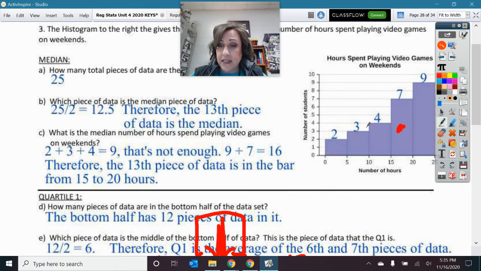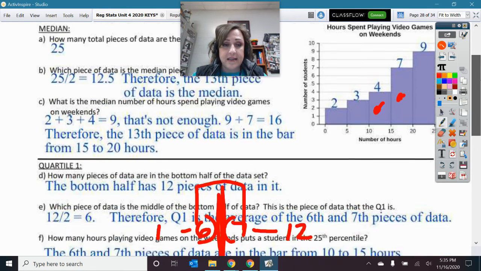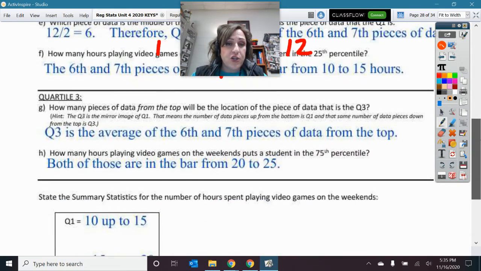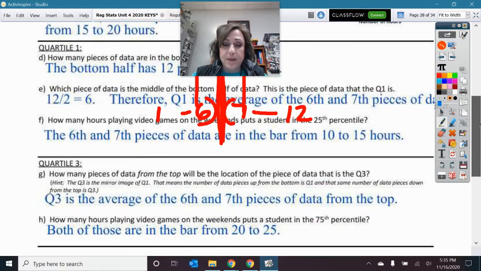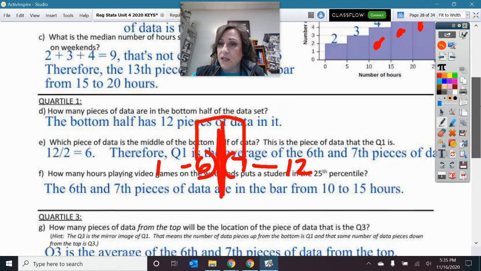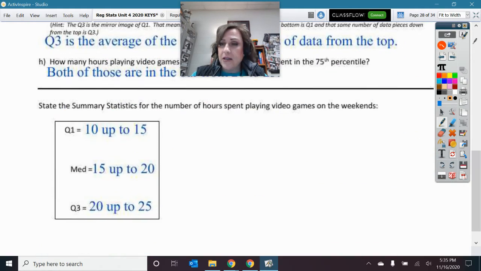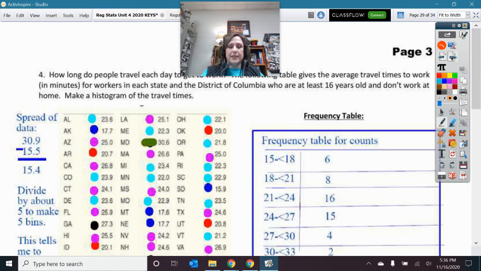So let's go find that. So here's 1, 2, 3, 4, 5. So yay, both the 6th and the 7th piece of data are in that bin. So we know that that Q1 is from 10 to 15. And here's our Q3. From the top, I'm going to go down 6 and 7. That's going to be in that bin there. Going down from the top, the 6th and 7th piece of data is from that 20 to 25 hours on the weekend spent playing video games. 25 hours, holy moly.